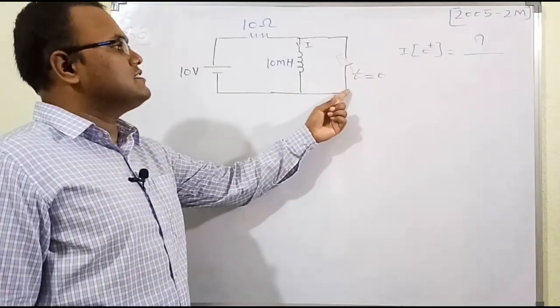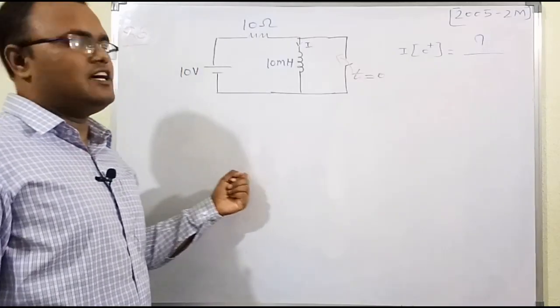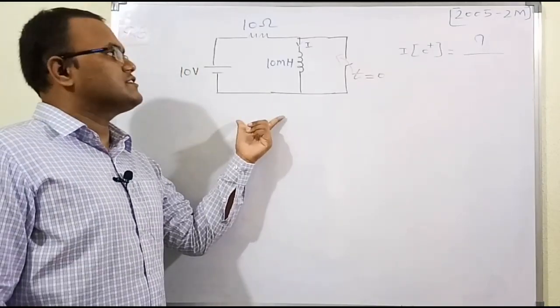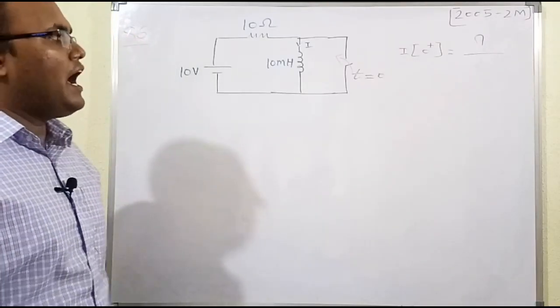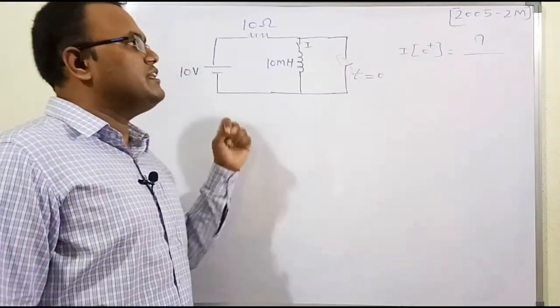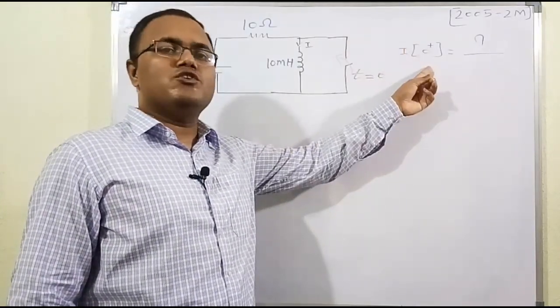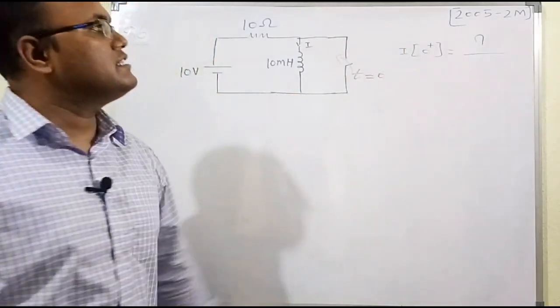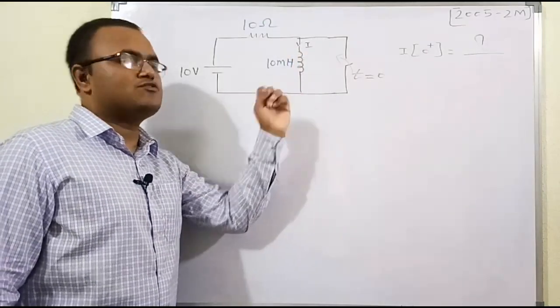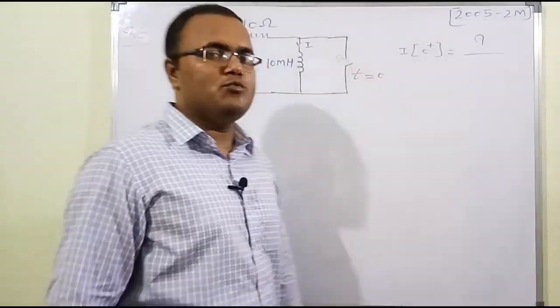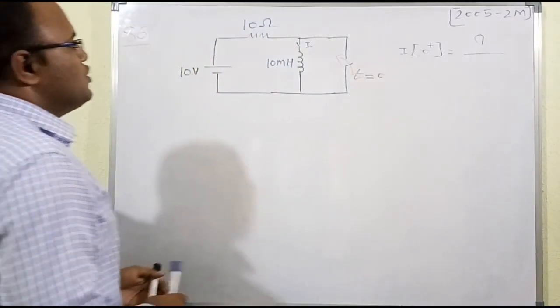In this question, it is given that at t less than 0, means before the switch is closed, the circuit is at steady state condition. And after closing the switch, we need to find the current in the inductor at instant t is equal to 0 plus, where I is the current flowing through the inductor. This question was given in GATE year 2005 for 2 marks. So now let's do this.